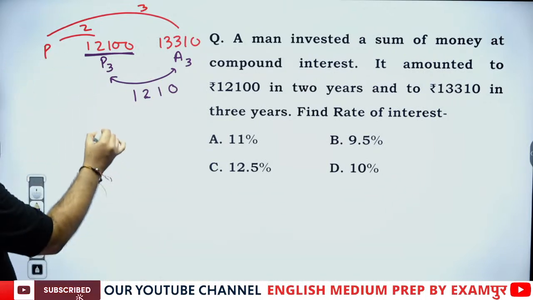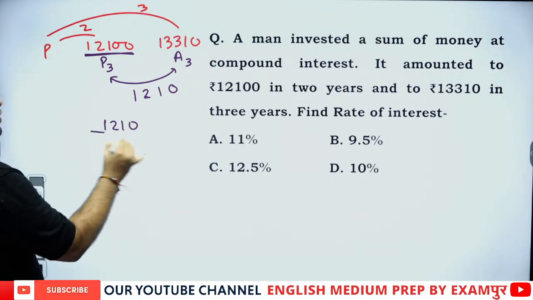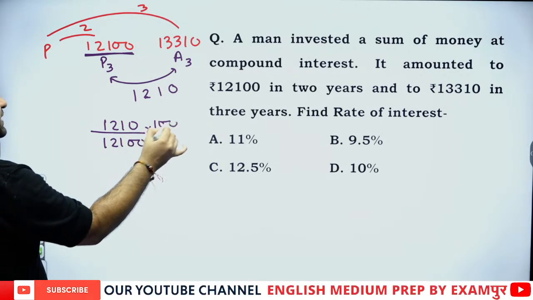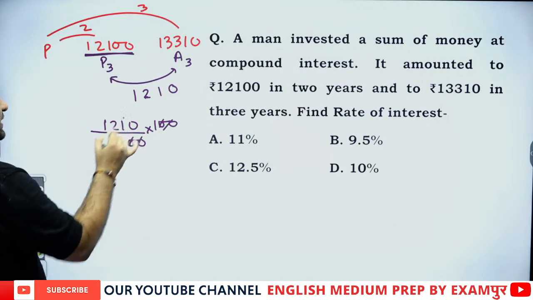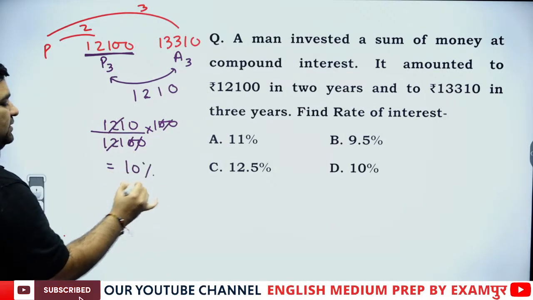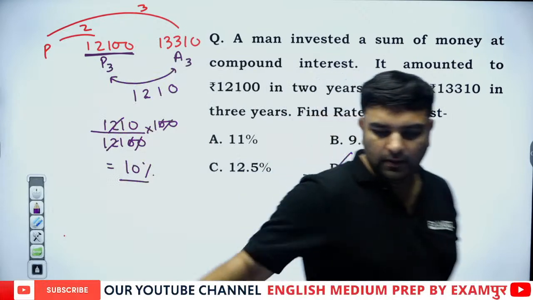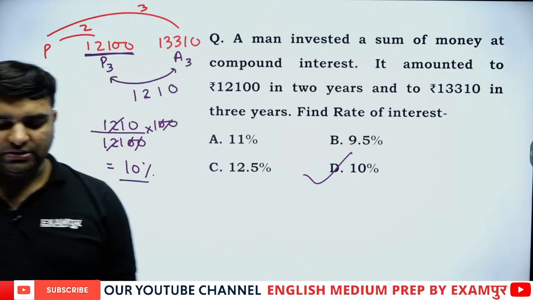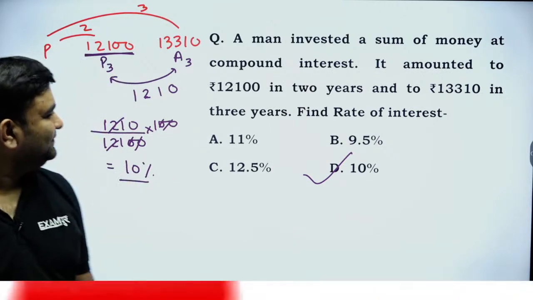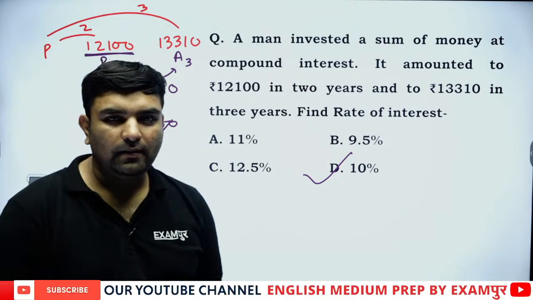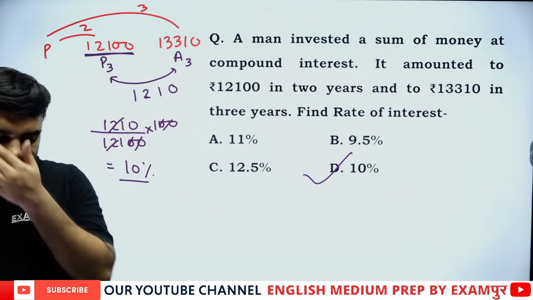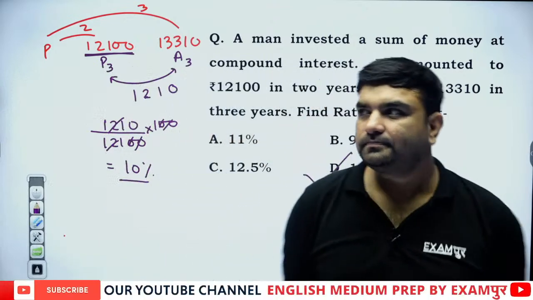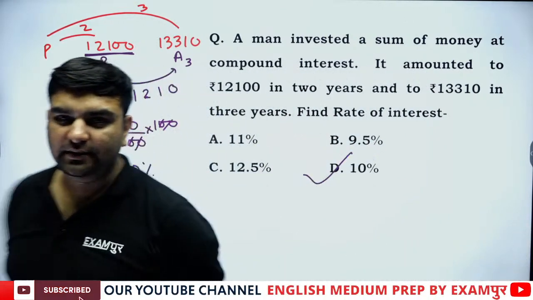So interest of 1210 over the principal of 12100 into 100 is what percentage is the rate? 10%, not 11 here. 10% is the rate. Good. What is the rate? 10% is the rate.